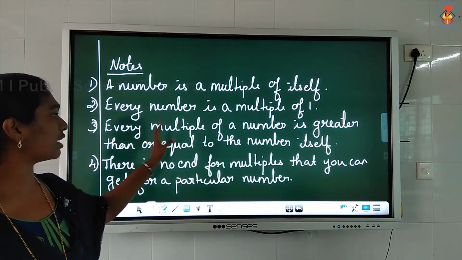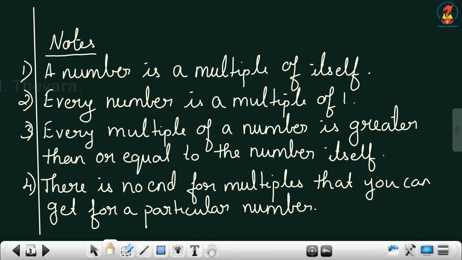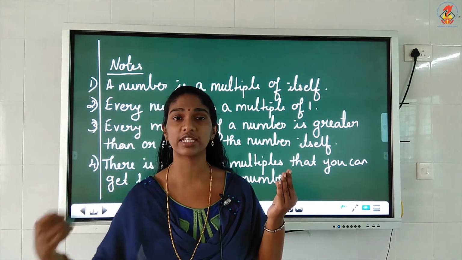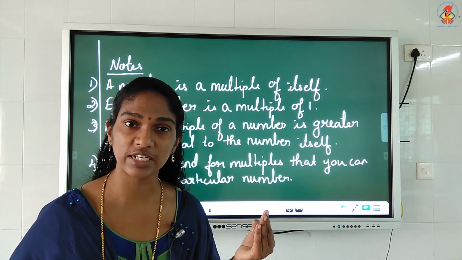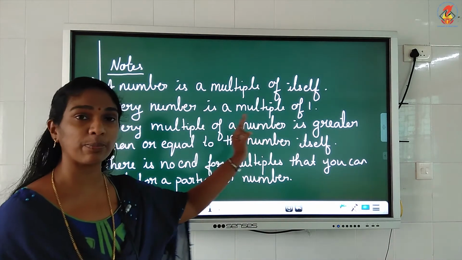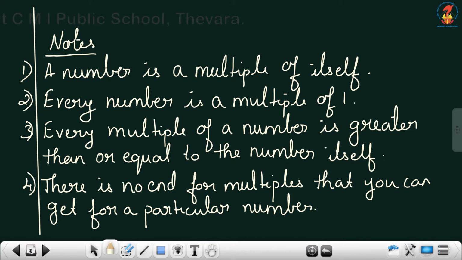Then, every multiple of a number is greater than or equal to the number itself. You take the multiples of 5. What are the multiples of 5? 5 into 1, 5. 5 into 2, 10. 5 into 3, 15. So, the multiples are 5, 10, 15, 20, 25, 30. These are the multiples of 5. What are you seeing in that? All the multiples are greater than 5, and the first is also equal to 5. So, every multiple of a number is greater than or equal to the number itself.